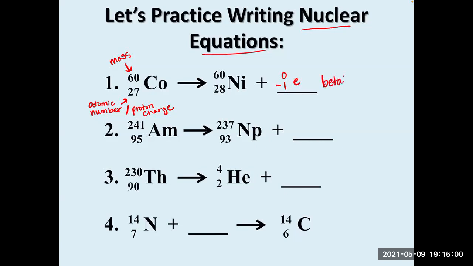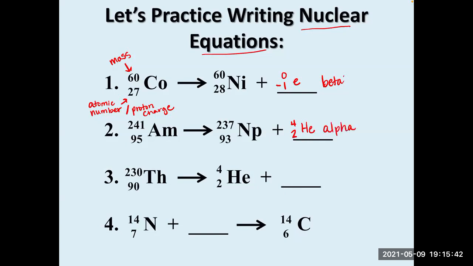So the next one, I have 241 for my reactant side, and then I already have 237. So I need to see what that difference is. So you subtract and you get 4. So I have a mass of 4, and then 95 and 93, if I subtract those, I get 2. Well, the symbol that is 4 and 2 is helium. So this is our alpha particle, okay?